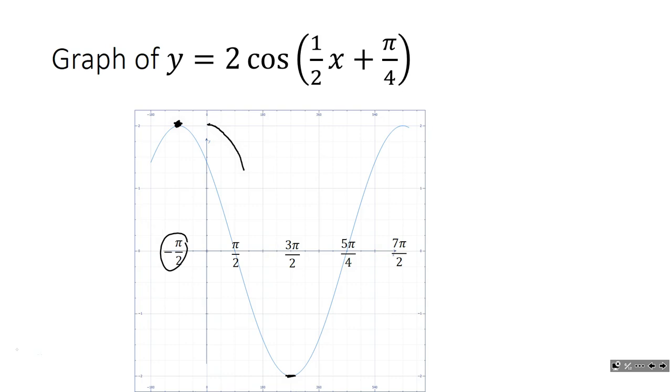And on the previous page we found that the period turned out to be 4 pi. Well, notice we go from here at minus pi over 2 up to 7 pi over 2. How far apart are they? Well, we could subtract them. 7 pi over 2 minus on the left negative pi over 2. Upon adding, we'd have 8 pi over 2, which is 4 pi. So sure enough, our period here is 4 pi.